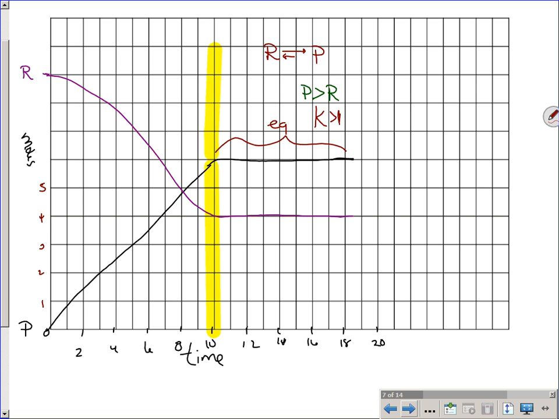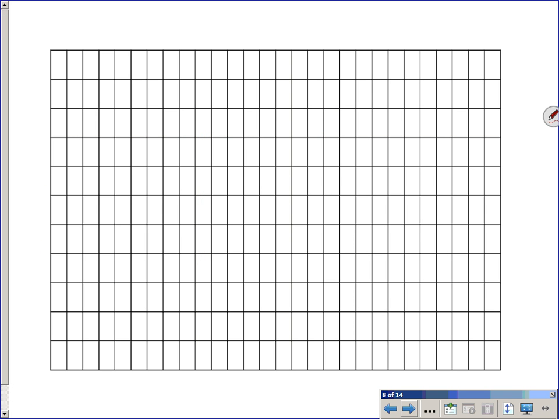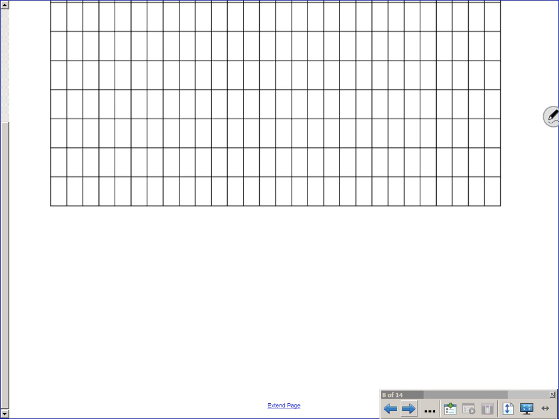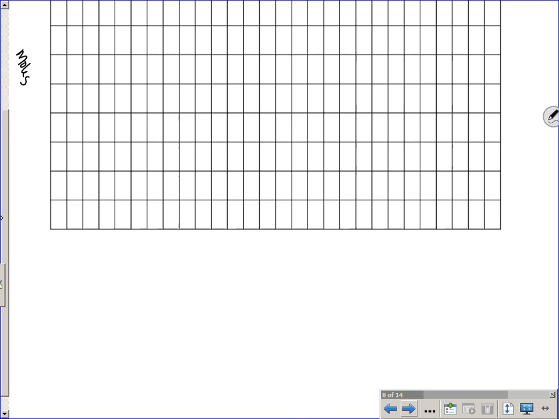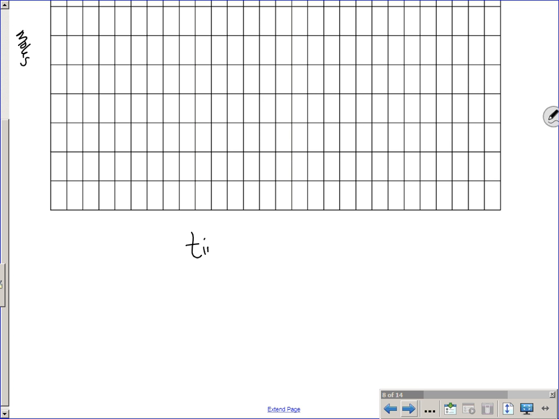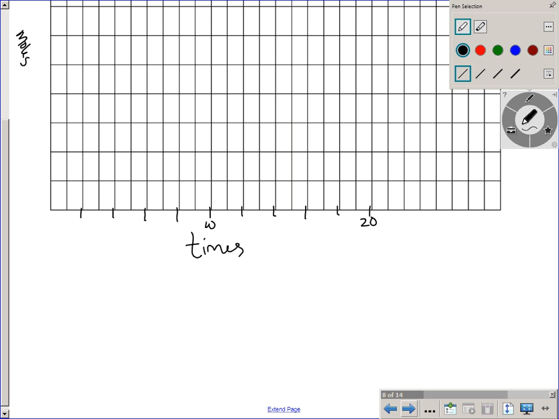Let's look at a situation where that is not more products equal to reactants. Think about your graph and how it's going to change and how it's not going to change. So we have moles here on the y-axis, time on the x-axis. Let's see, 2, 4, 6, 8, 10, 12, 14, 16, 18, 20. I think I had equilibrium reached at 10 seconds.